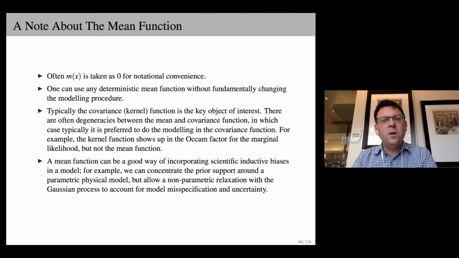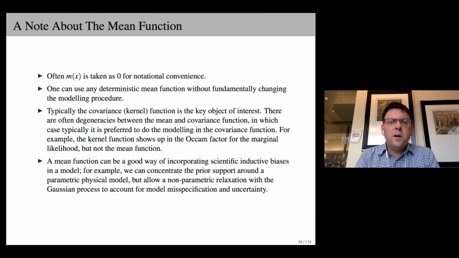I'd like to add a brief note about the mean function. In this tutorial so far, and in many texts about Gaussian processes, the mean function m of x is often taken to be 0 for notational convenience. But in fact, we can use any deterministic mean function without fundamentally changing the modeling procedure. And it's usually pretty standard to subtract off the empirical mean and then use the zero mean GP, or subtract some kind of deterministic mean function and then add it back later.